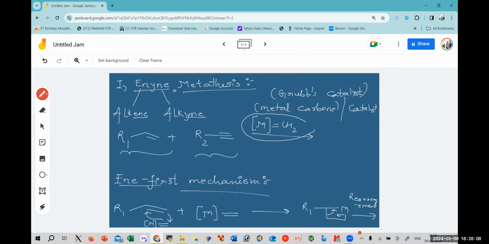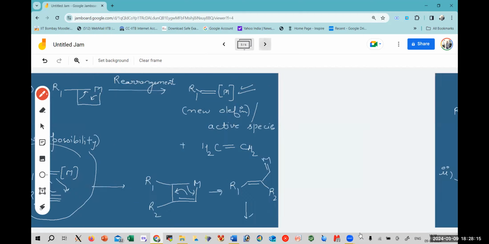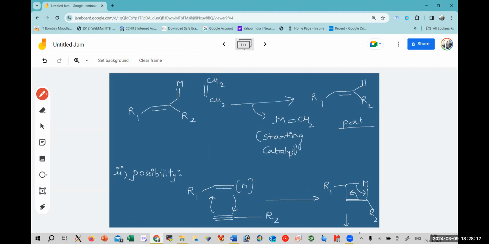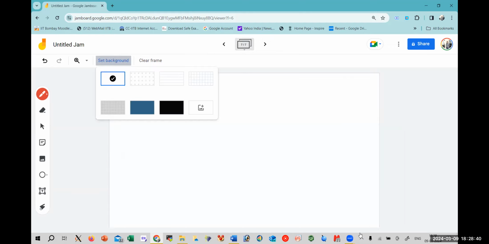So this we have seen. We have taken the alkyne substrate in the presence of the metal carbene, how the ene is going to react with your active species and then make a new olefin which would react with your alkyne. Now there are two possibilities to react with your ene-yne system, where we have seen the second possibility could give us the more favorable product as the two R1 and R2 groups are far apart. We'll take an example quickly.